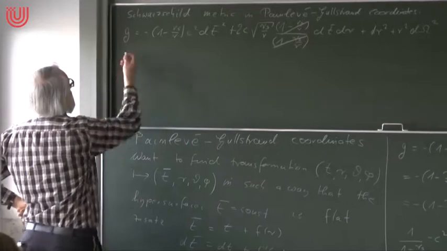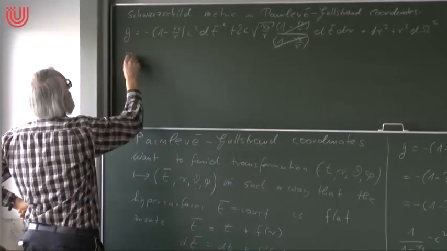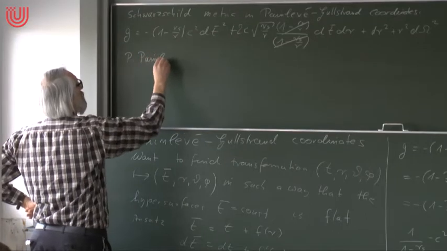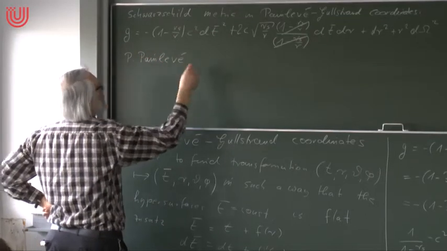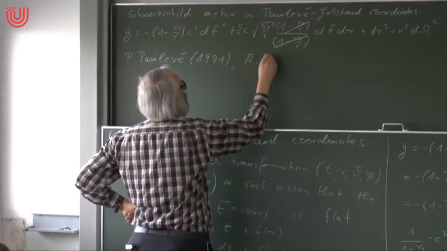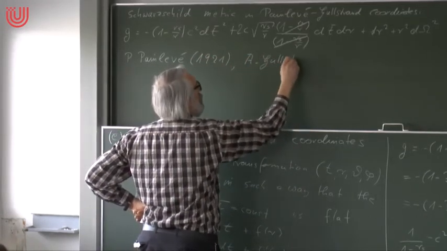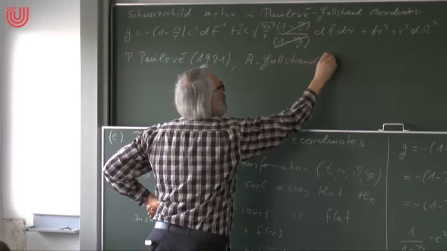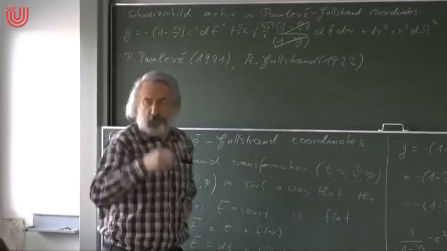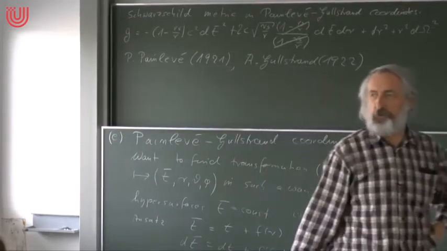So this coordinate system, this metric, I should say, was found by Paul Perlick in 1921 and by Alvar Gullstrand in 1922. These names familiar to anybody? Who has heard about Paul Perlick?